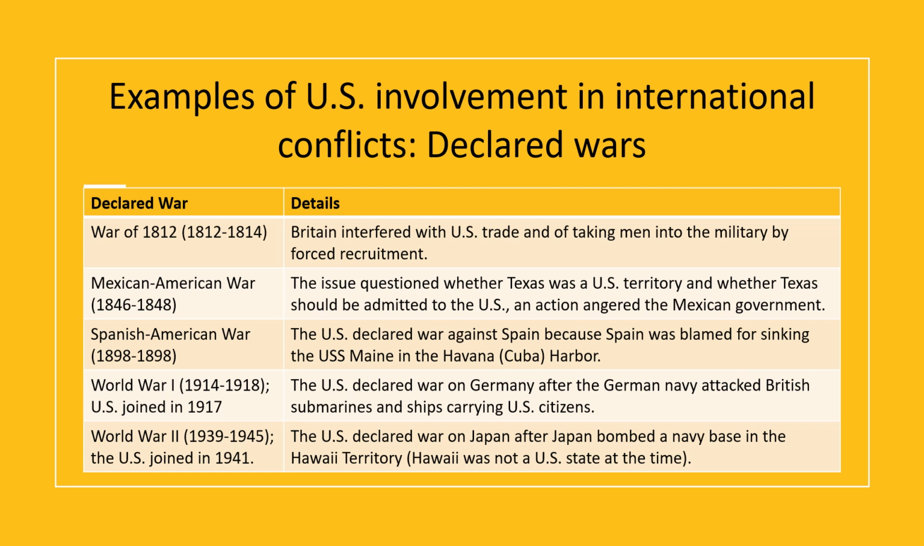Then we look at the Spanish-American War. The Spanish-American War did not last a long time, as you can see from the dates presented. The U.S. declared war against Spain because Spain was blamed for sinking a United States ship, the USS Maine, in the Havana harbor. Havana is part of Cuba, and so the Spanish-American War was relating to U.S. relationship with Spain and how Spain, in the United States view, had sunk the USS Maine.